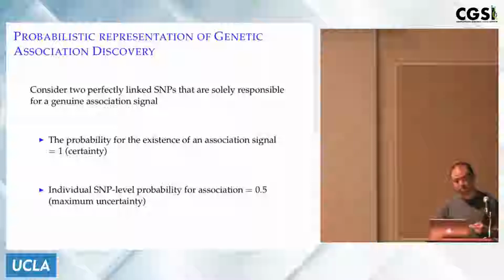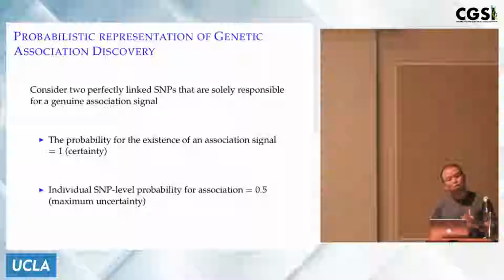So how do you report the results? Based on the discussion we had, I would argue the logical thing is to say the probability of existence of an association signal in this case is 1, because we know one of the two is causal. So the probability for that signal cluster is 1. And at the individual SNP level, they are indistinguishable, unidentifiable. So at the SNP level, each of them gets 50% of the probability. This is a maximum degree of uncertainty.